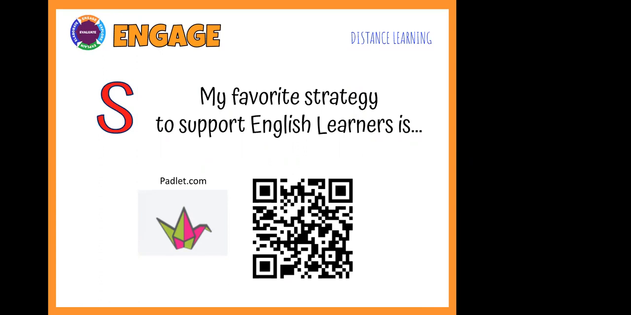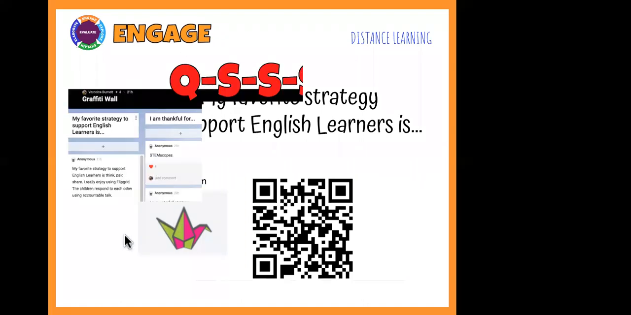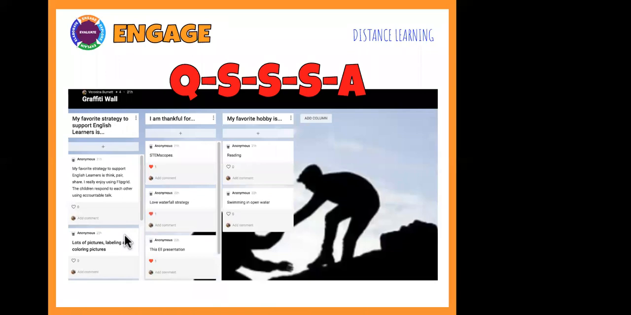I'm not going to actually go to the Padlet since everybody already answered. But the way this works is you would hover over the code with the camera on your phone and it will take you to a Padlet. Let me show you what it looks like. It looks something like this. Your students would be able to answer in the first column. In the first column, I added the sentence stem, my favorite strategy to support English learners is. So this is a strategy that I feel totally addresses the need of your students.